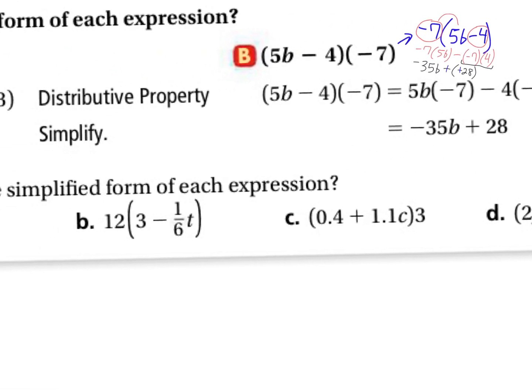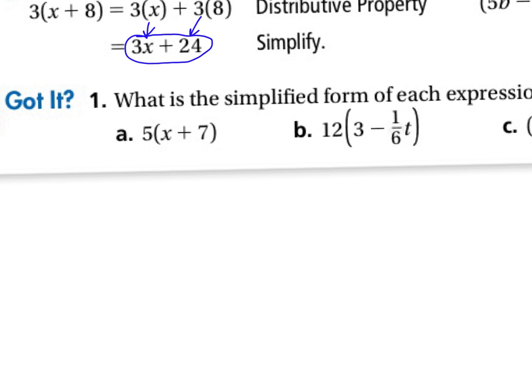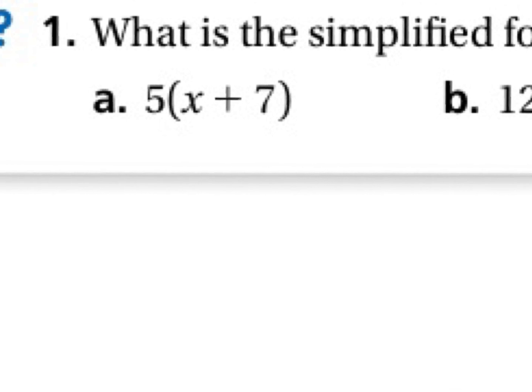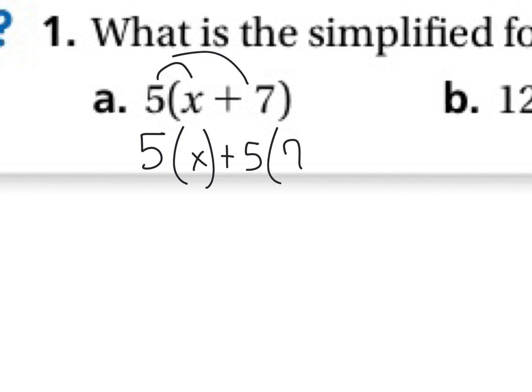So if we look at some problems on the Got It, starting with part A, same idea, we want the simplified form of these. So for part A, we're going to distribute the 5 out here. We've got 5 times x plus 5 times 7. Putting the little arcs there just as reminders to yourself that you're making sure you are multiplying to everything. Again, just an idea that might help you.